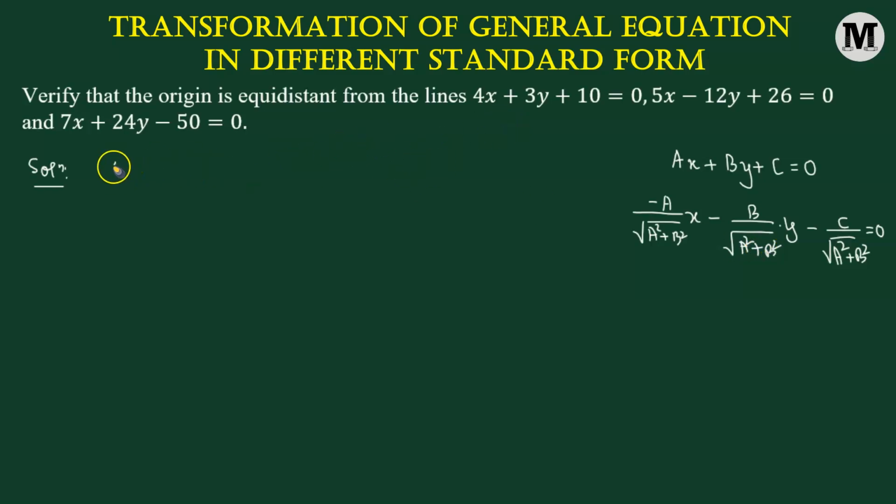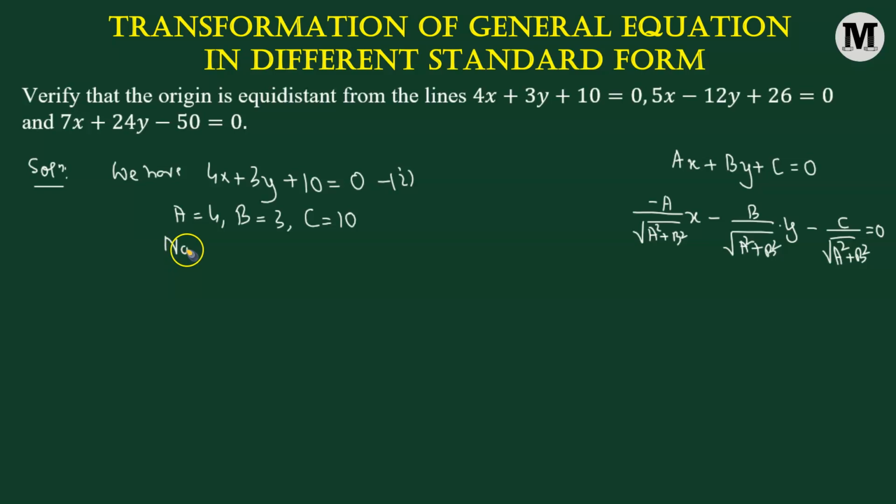Starting with the first line, we have 4x plus 3y plus 10 equals 0. Let's label this as number 1. What is the value of a here? a is 4, b is 3, and c is 10. If we take a squared plus b squared and take the square root of that value, it comes out to be 5.